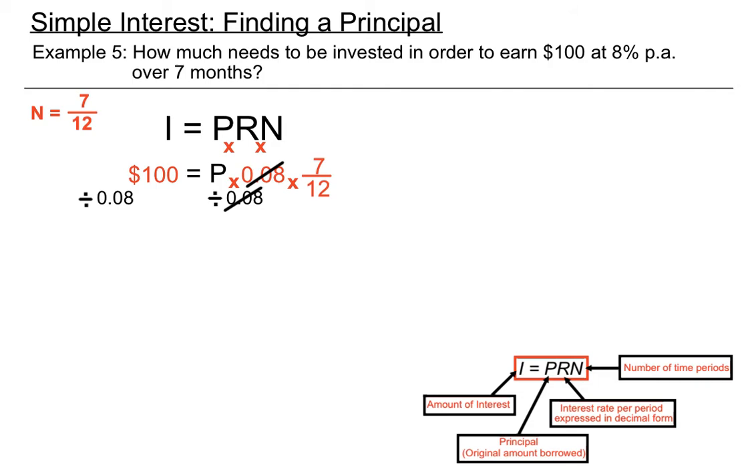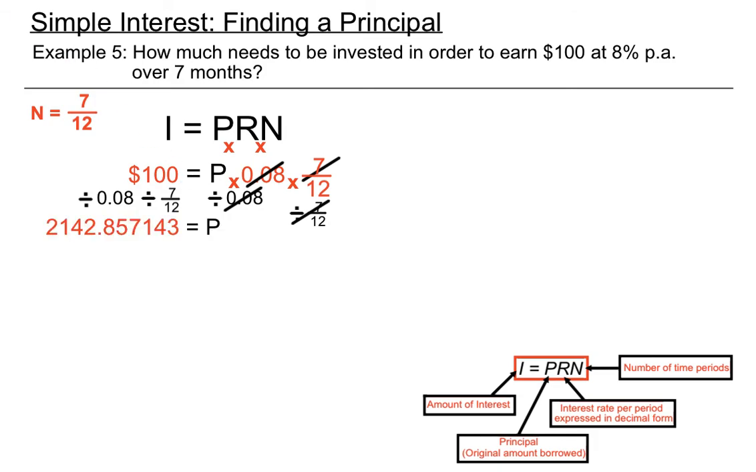Then we're also going to, how do we move a 7/12? That's multiplying. Well, the opposite of multiplying by 7/12 is dividing by 7/12, which we'll do on both sides. And we'll cancel that out on the right hand side, leaving us with P on its own. So into our calculator, we'll carefully put 100 divided by 0.08 divided by 7/12, using your fraction button.